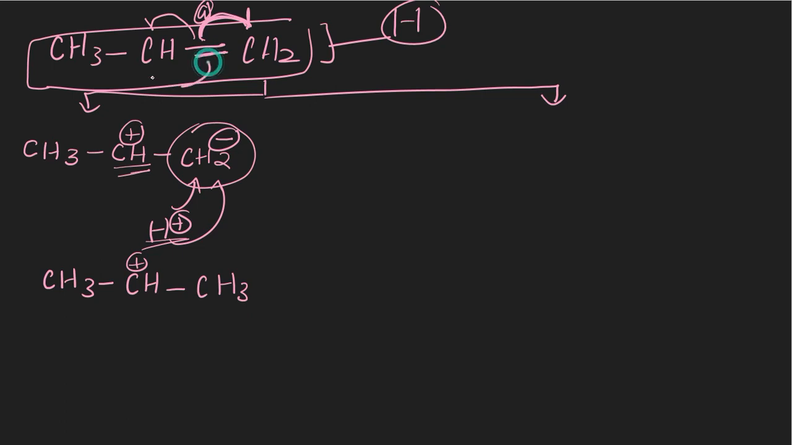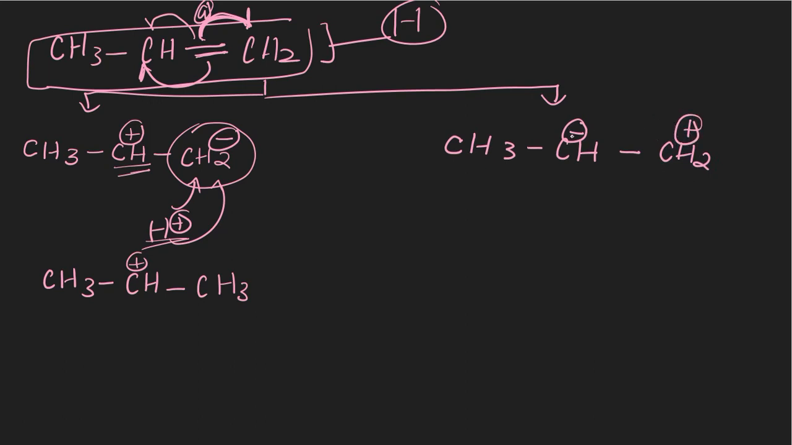Now, one more thing that could happen is that these pi electrons can go and shift to this carbon atom. That's also a possibility. These pi electrons can shift to this particular carbon atom. And how does that happen? How will our structure look when that happens? So our structure will look something like this: CH3, then you will have CH, and it will have a negative charge, and this will have a positive charge. This will be your carbocation in this case.